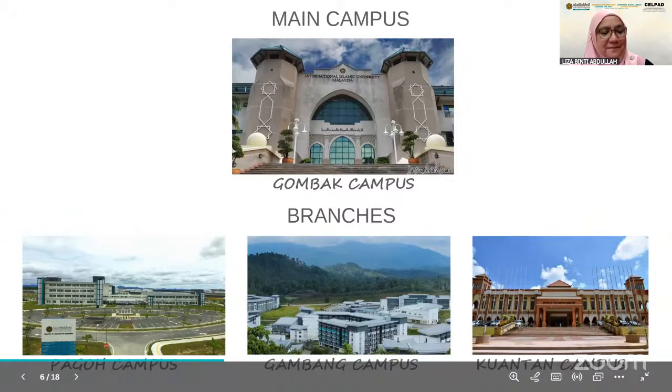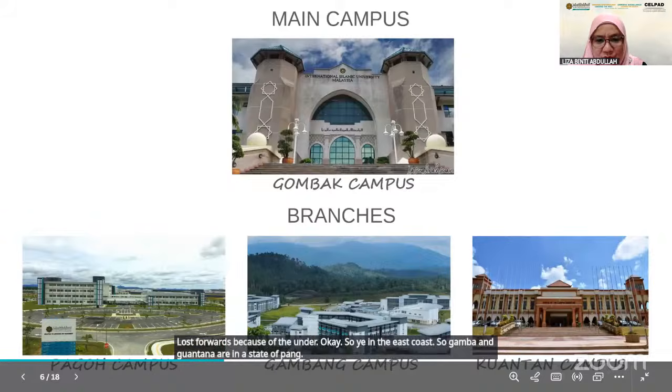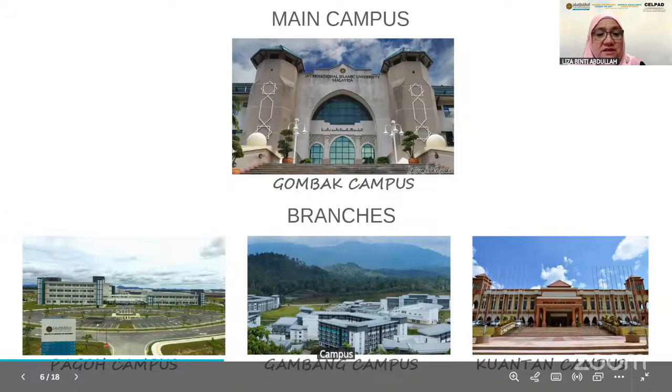what do we call it? Pantai Timur. I forgot the term. The East Coast. Yeah, East Coast. Masya Allah. Sorry. Thank you, Stella. I lost for words because I was surprised. Okay, so yeah, in the East Coast.